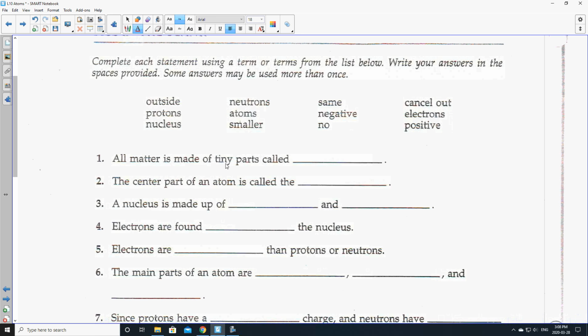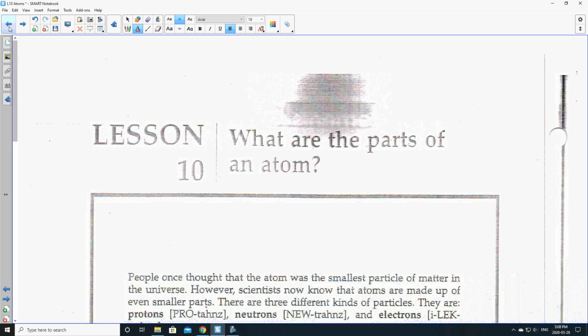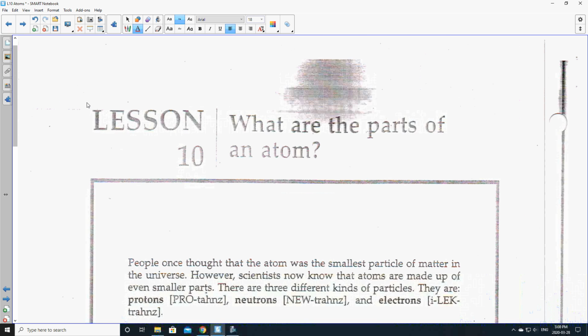Okay, so all matter is made up of tiny parts called, what? We're going to use our good study habits. And if we don't know the answer right away, we can always look it up. So don't be lazy. Make sure you go back to the beginning and let's look up some of these key words.